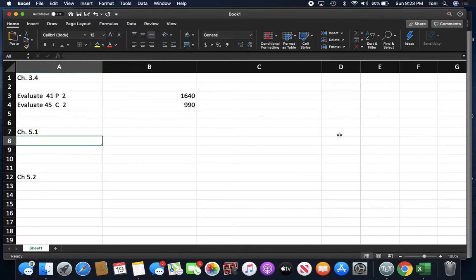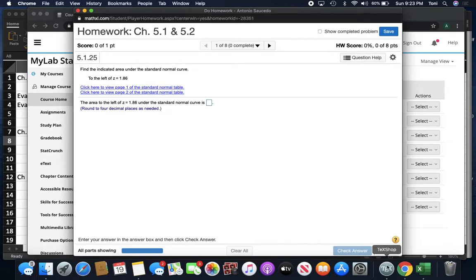Now for chapters 5.1 and 5.2, we're actually going to take a look at some homework problems. Notice that both of these chapters are actually grouped together. They're actually the same thing. The only difference is that in 5.1 we have z-scores, and in 5.2 we do not have z-scores.